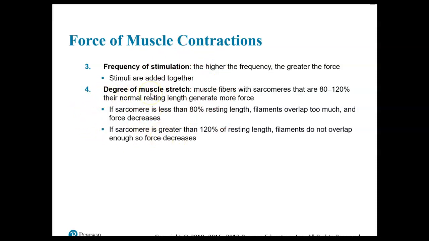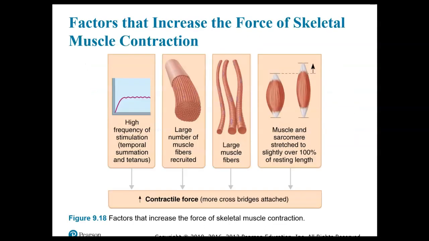The degree of muscle stretch. Muscle fibers with sarcomeres that are 80 to 120% of their normal resting length generate more force. So if the sarcomere is less than 80% of its resting length, the filaments overlap too much and force decreases. If the sarcomere is stretched more than 120% of its resting length, filaments don't overlap enough, so force decreases. That's something that's easier to show you in a picture.